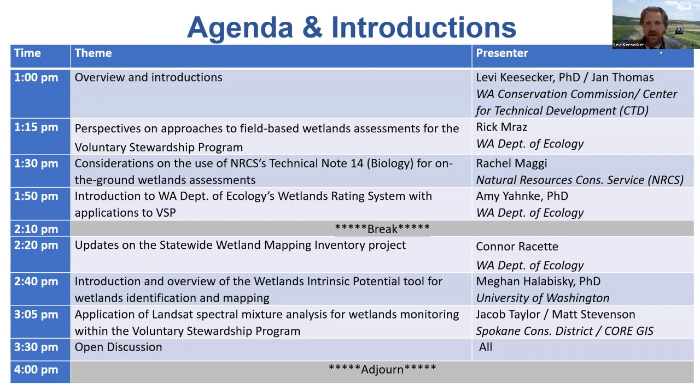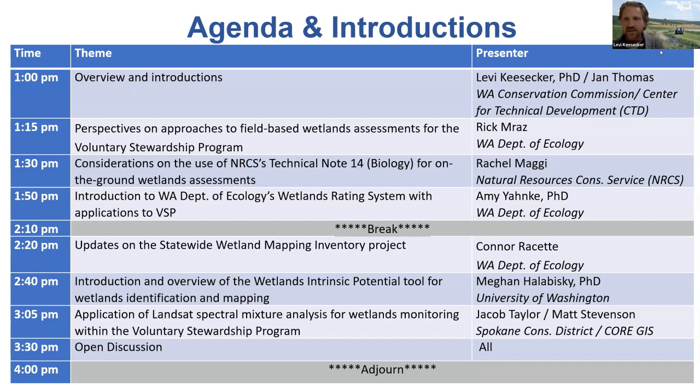landscape scale. And then our final presentation today is going to be a joint presentation with Jacob Taylor and Matt Stevenson. Jacob Taylor is a conservation specialist at the Spokane Conservation District and coordinates the Voluntary Stewardship Program at the Spokane Conservation District. And Matt Stevenson is a consultant who specializes in cartography, spatial analysis, web mapping, conservation planning, and GIS project management. He works primarily with government agencies and nonprofits focused on conservation and restoration.